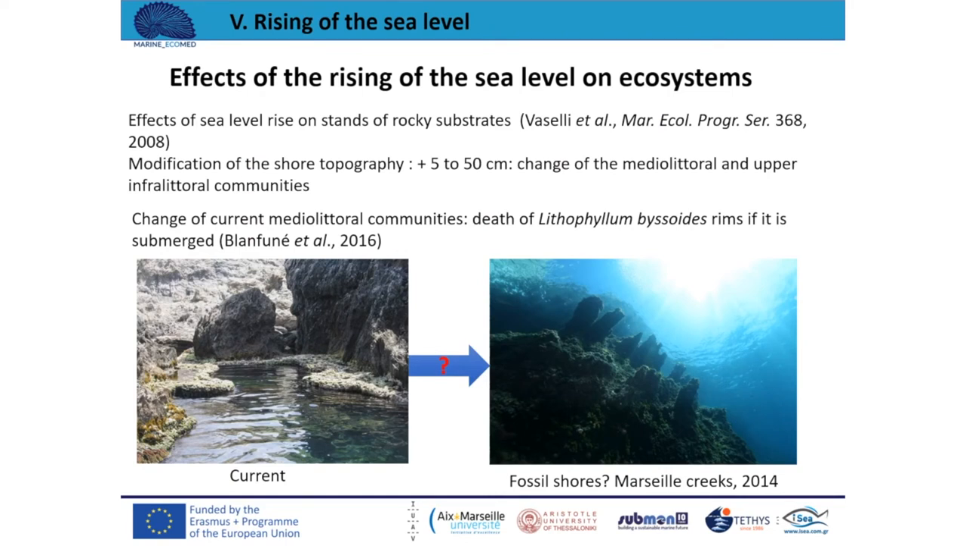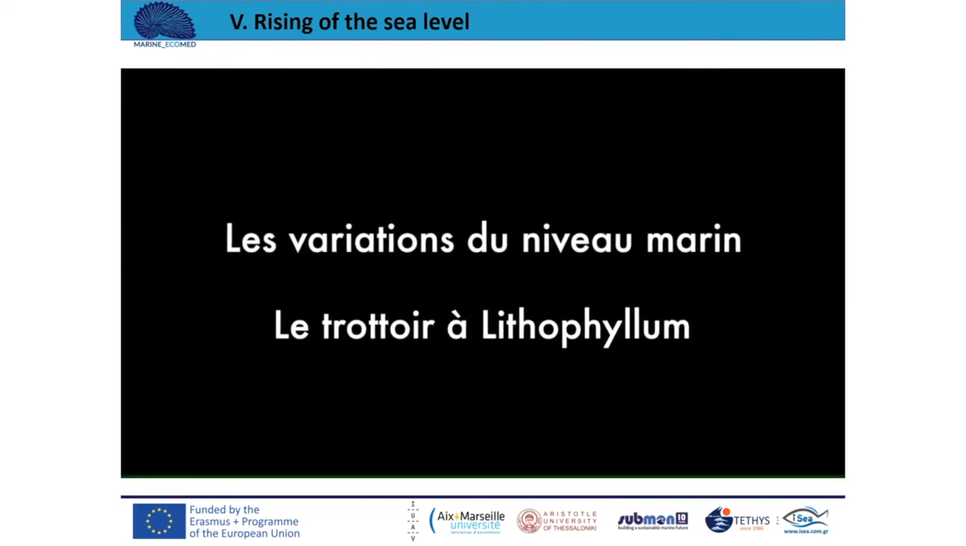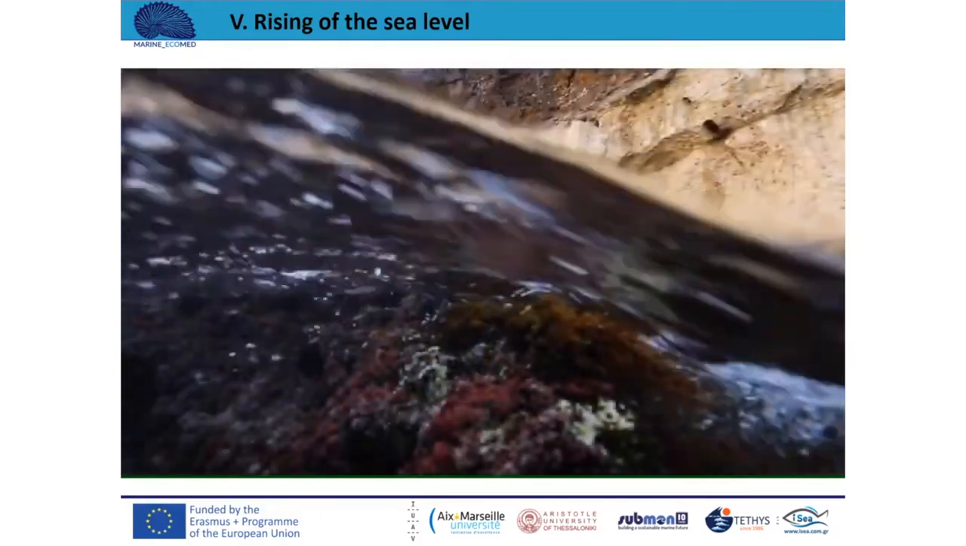Effects of sea level rise are visible on stands of rocky substrate: modification of the shore topography, that is to say, addition of 5 to 50 centimeters, and change of the mediolittoral and upper infralittoral communities. Change of current mediolittoral communities involves the death of the Lithophyllum byssoides rims if this one is submerged. This small video illustrates the effects of the rise of the sea level.